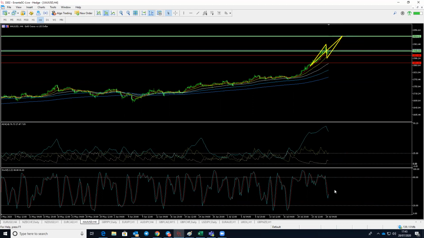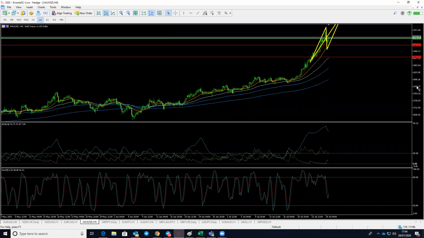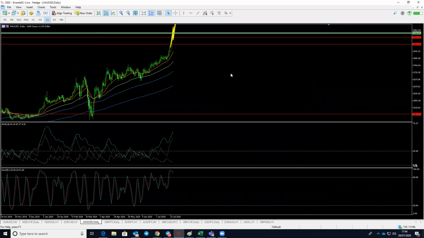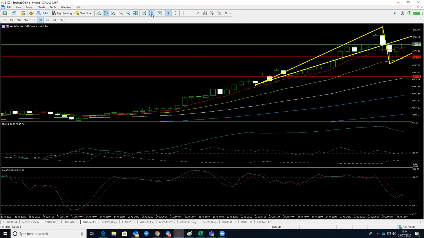Not very clear. Give me a second. Let's go to daily chart. Not very clear. Okay, you've got no sort of divergence that is really clear.